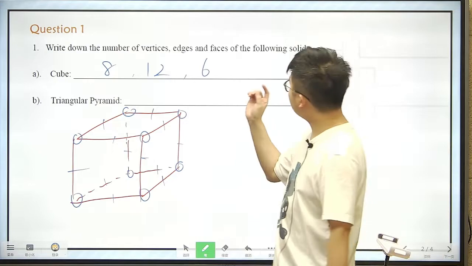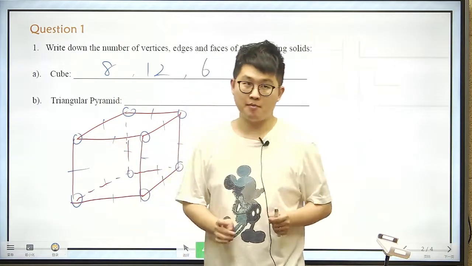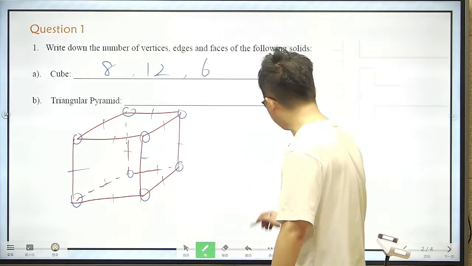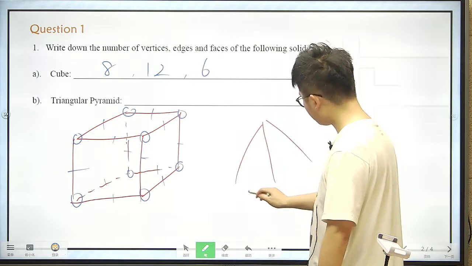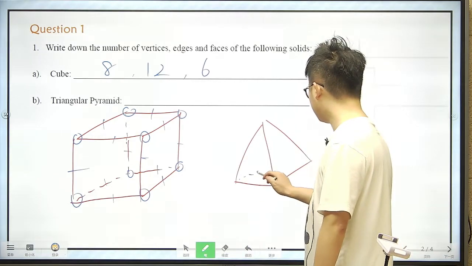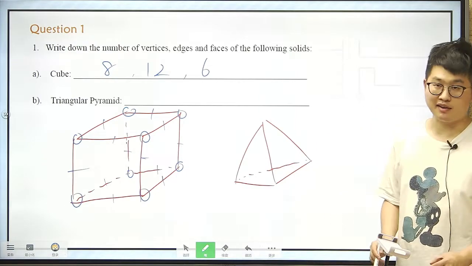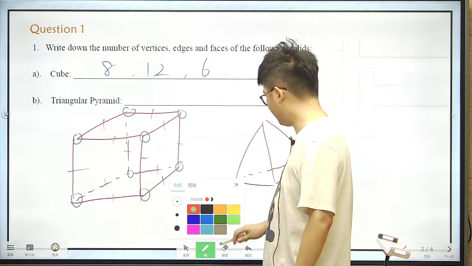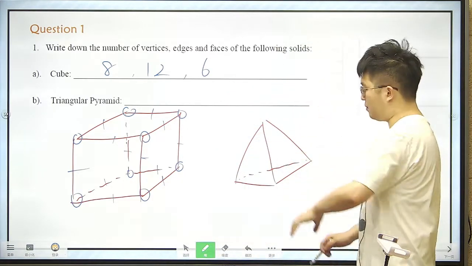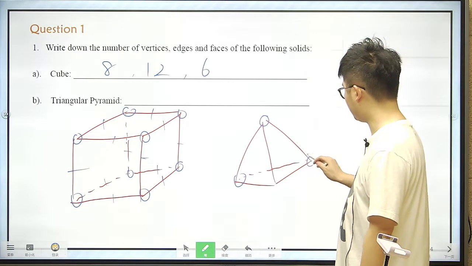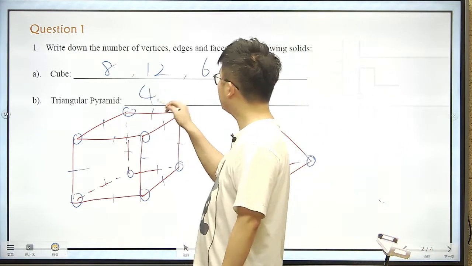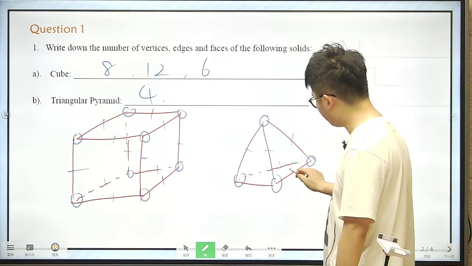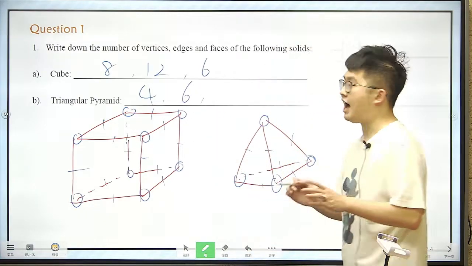Now, the second solid would be triangular pyramid. Triangular pyramid looks like this. They have 3 edges, and the bottom looks like a triangle. So, how many vertices? We count from the top to the bottom: 1, 2, 3, and 4. Only 4 vertices. How many edges? 1, 2, 3, 4, 5, 6. 6 edges. And how many faces?